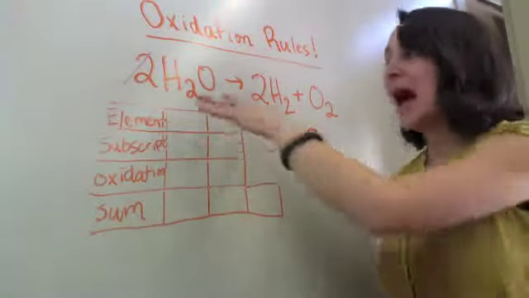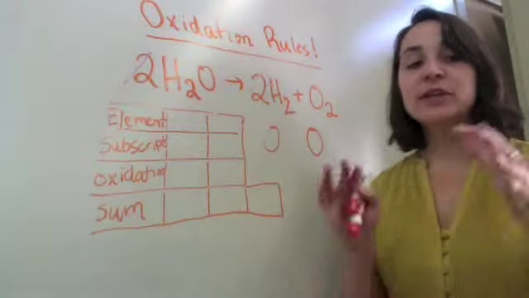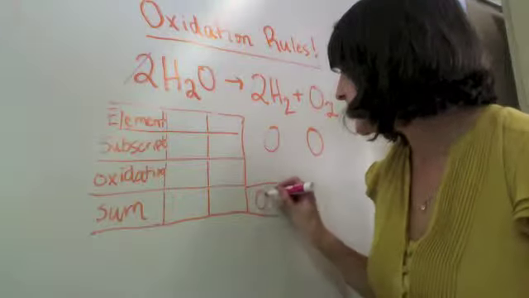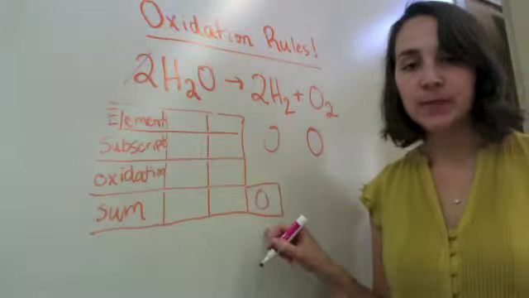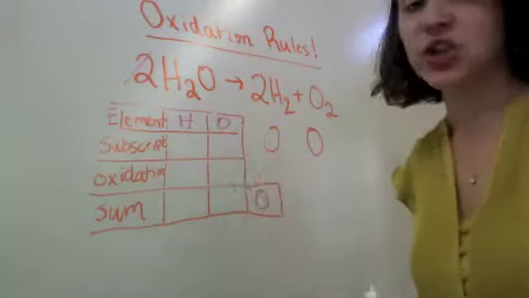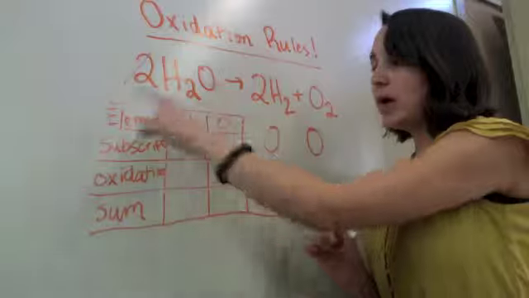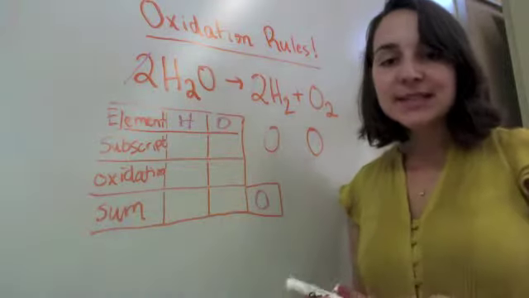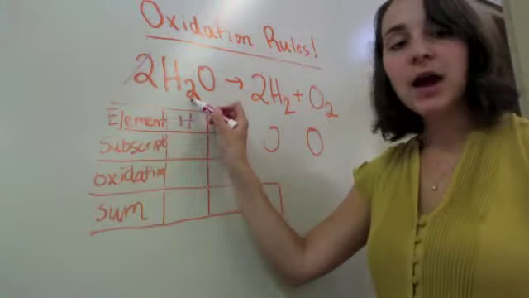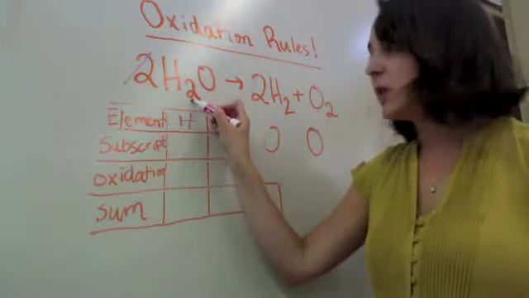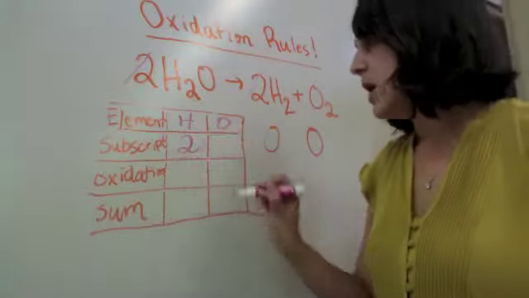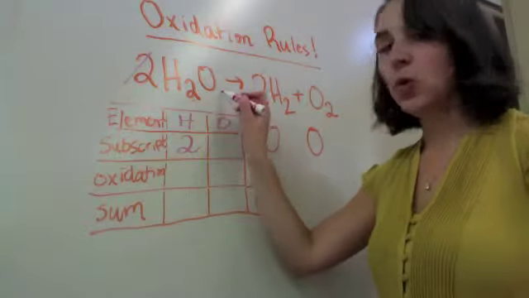Now overall, because this is a compound, I know that the sum of the oxidation states must equal 0. So I can write that in to start. I also know that I'm looking at hydrogen and oxygen. So I'm going to write H and O into my chart. The next step is to write down the subscript. The subscript is the small number that comes after the element symbol. So here my subscript for hydrogen is 2. The subscript for oxygen is going to be 1.